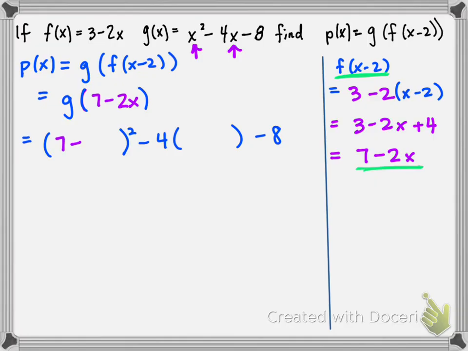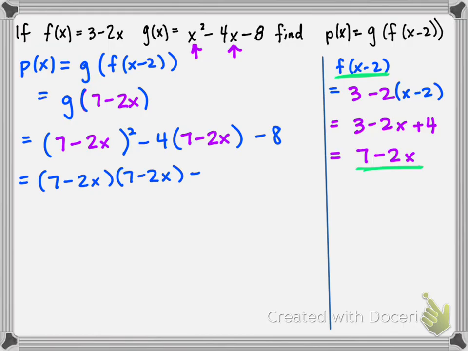Now I replace it with 7 minus 2x. By it, I'm talking about x. I'm replacing x with 7 minus 2x each time. And then I do some amazing math and get some great answer. So 7 minus 2x squared is really 7 minus 2x times 7 minus 2x.